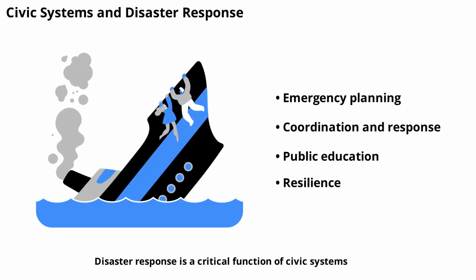Disaster response is a critical function of civic systems. Governments and public agencies coordinate efforts to prepare for, respond to, and recover from natural and human-made disasters. Emergency plans, early warning systems, and public education campaigns help communities stay safe. Effective disaster response saves lives, reduces damage, and speeds recovery. Civic systems must be flexible and resilient to handle unexpected events.